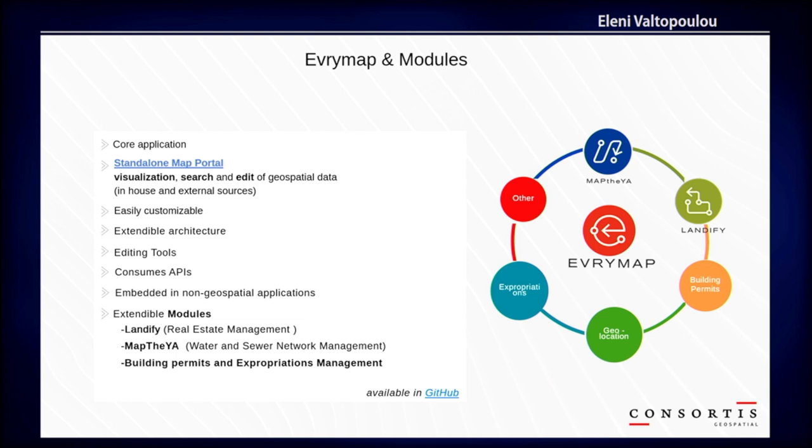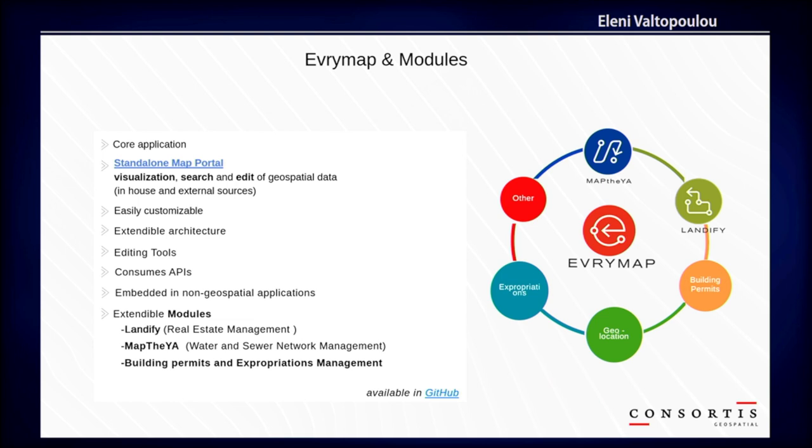So Consortis Geospatial has developed a few modules. Our prime module is Landify, which is kind of a mini cadastre. It aims at organizations with a real estate portfolio. So the user can review, catalog, and manage the real estate data, both land parcels and buildings. And this is our flagship app that has been adopted by 9 local government bodies back in Greece.